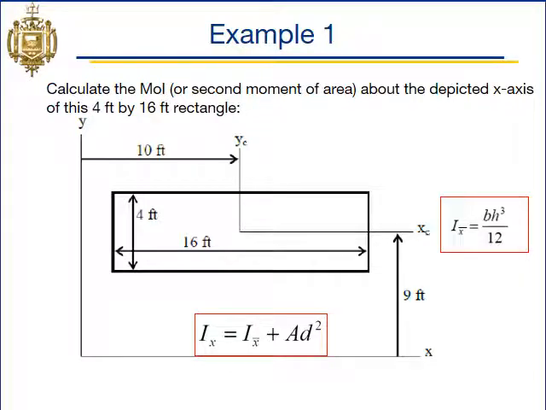So here's example one. This one wants you to calculate the moment of inertia about this x-axis down here. So you have to use the parallel axis theorem. So you find the moment of inertia about this rectangle's own centroidal axis, which is this axis. And then you need to find the area, which should be simple, and then your distance, which in this one's given to you. The distance between these two parallel axes is 9 feet. So go ahead and solve that, and there is an example video also.